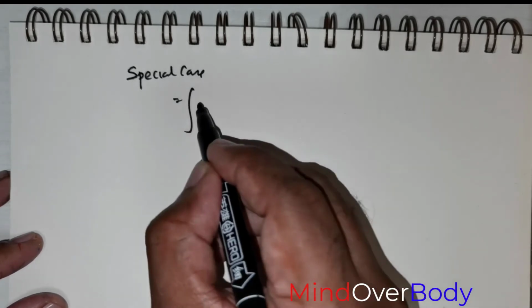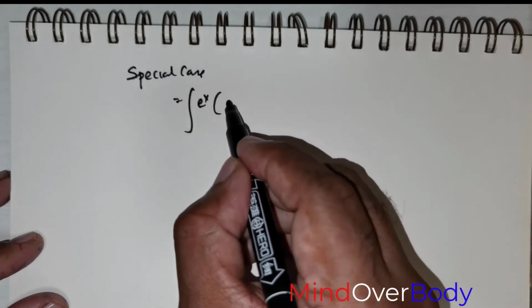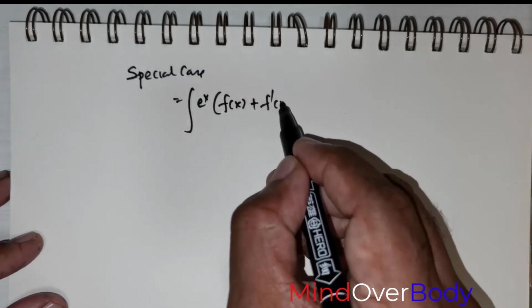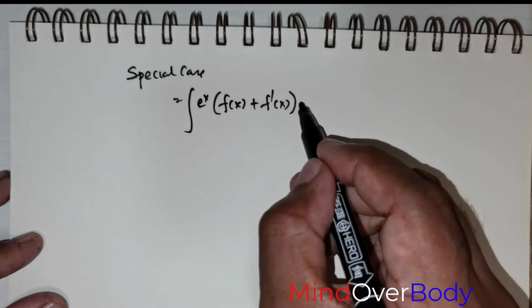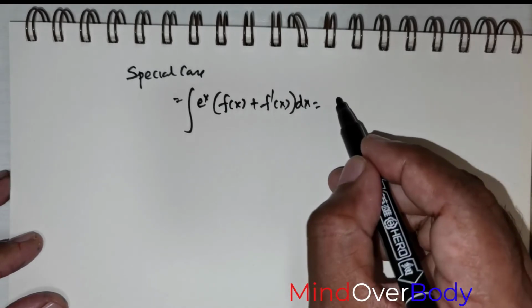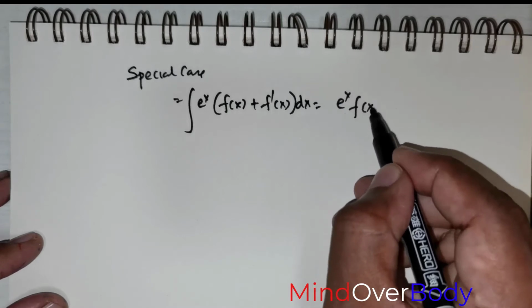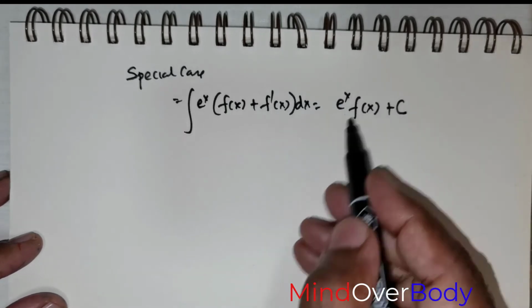Now suppose you have e raised to the power of x times f of x, followed by its differential. Then the final solution is going to be e raised to the power of x times the function. So this will be the solution.